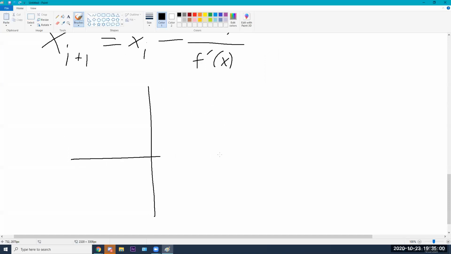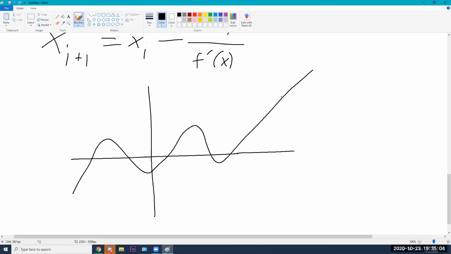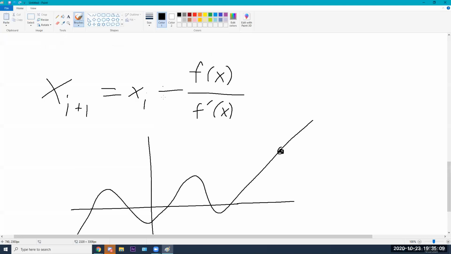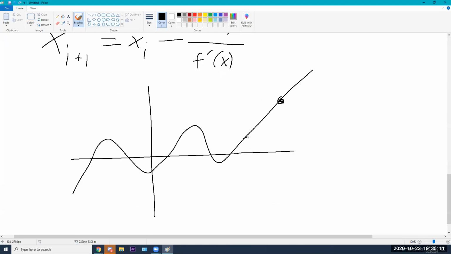And so if you have a function that looks like this, and you were to start here, your x1 right here, you'd apply this formula and you end up here. You apply it again, you end up here. You do it one more time, and you get closer and closer. And so eventually, you converge onto the 0, right?